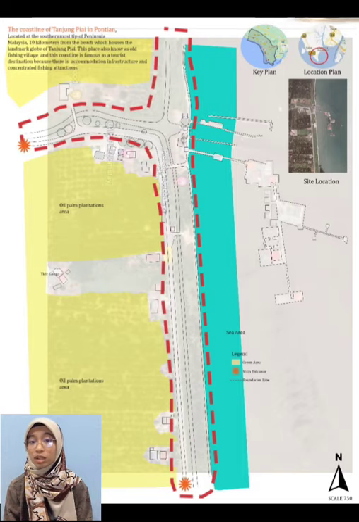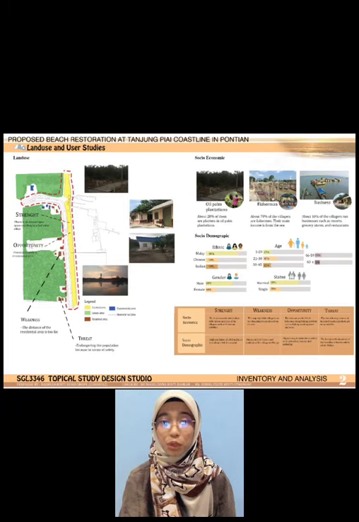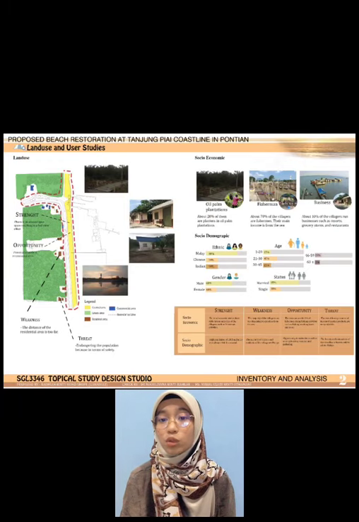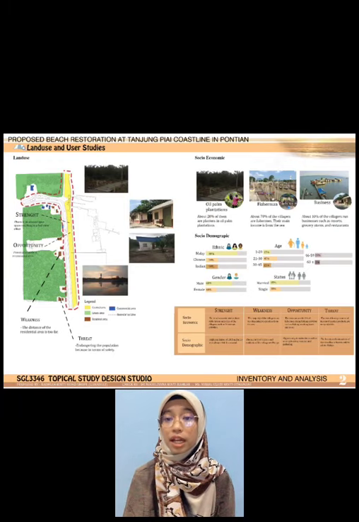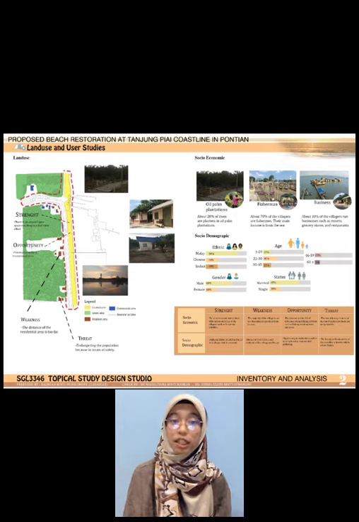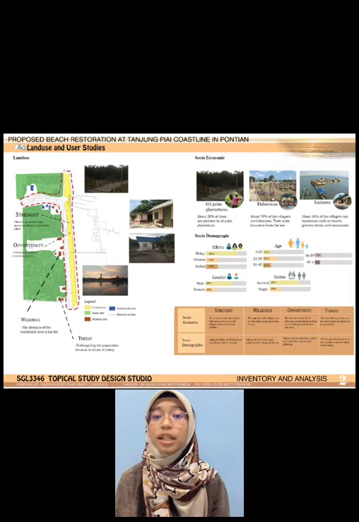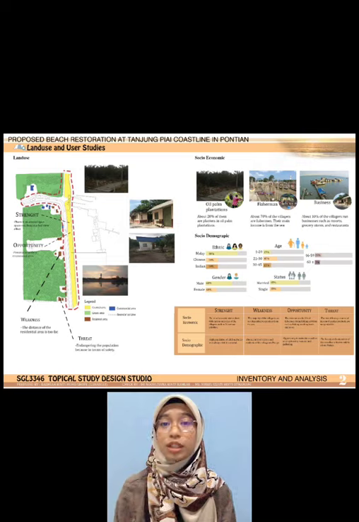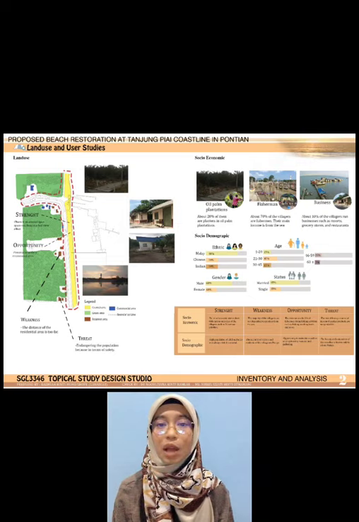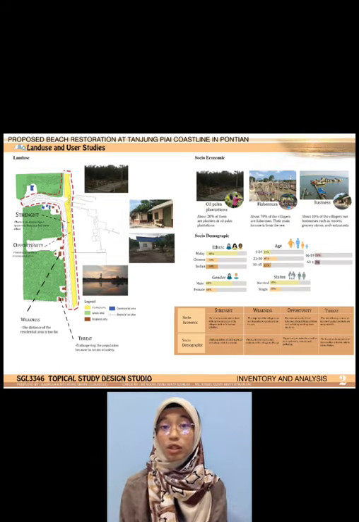Following the boundaries, this coastal area is surrounded by several areas, which are residential area, commercial area, and green area. In the Tanjung Piai coastline, land use is divided into four areas: coastal area, green area, residential area, and commercial area. For the user study, I would like to explain my socio-demographic.